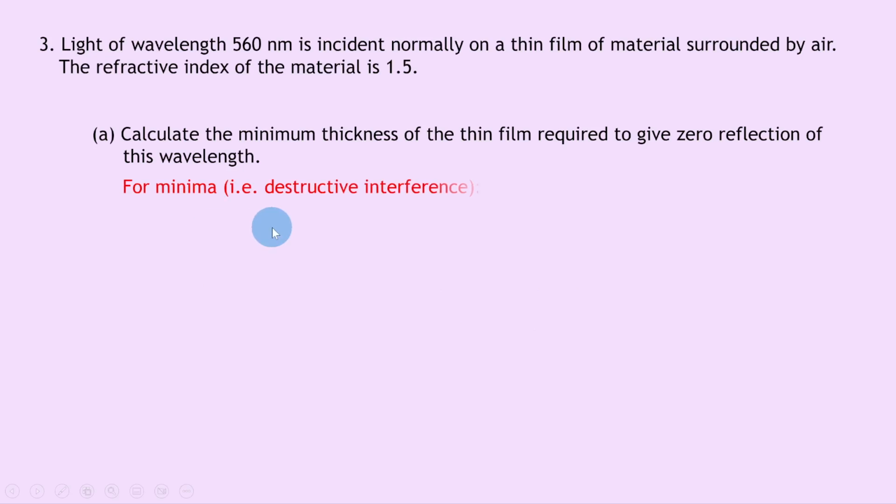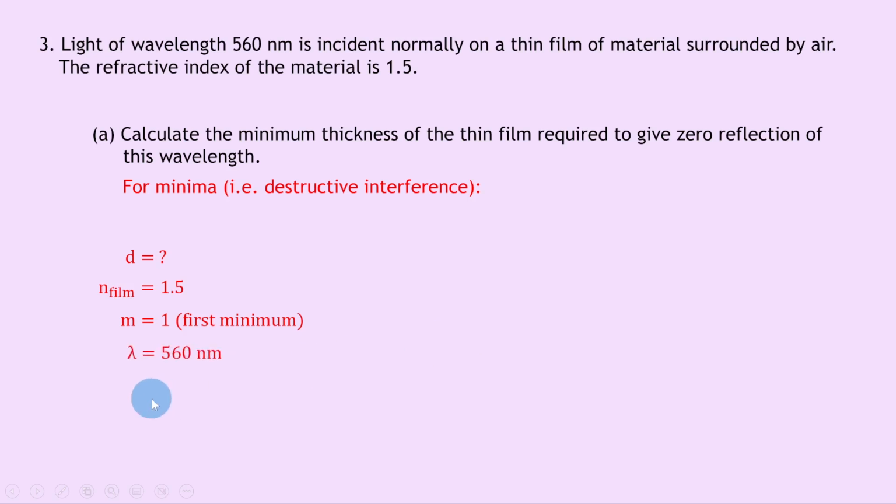So we can say that for minima, i.e. destructive interference, we're trying to find the thickness D. We know that the refractive index of the film is 1.5. We know the order number m is going to be equal to 1 here for the first minimum. And that's because in the equation 2n film D equals m lambda, if m is 0 then that means D is 0, which doesn't really make sense. So our first minimum has to be when m equals 1 to give the minimum thickness. So this is the lowest possible value that m can take for minima.